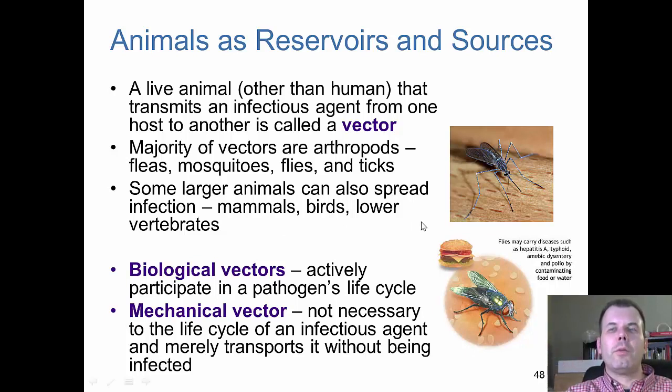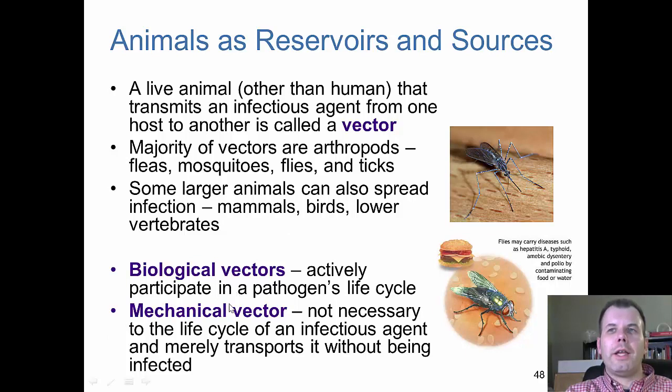Again, some larger animals can also spread infection, including mammals. When we think of rabies, from animal to animal, birds can spread things, and lower vertebrates can also spread things. Think of salmonella in snakes and turtles and things like this, because they harbor it in their intestines, and they can pass it if you have those as pets.